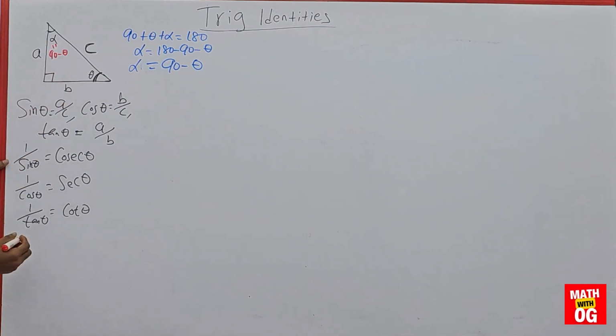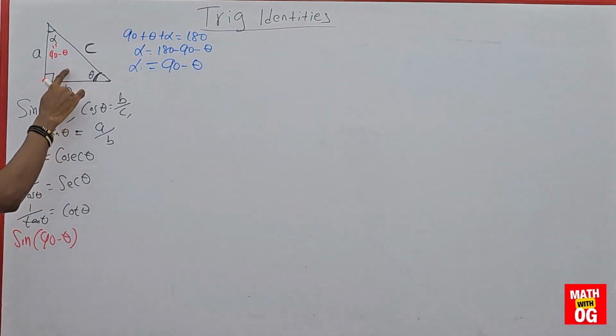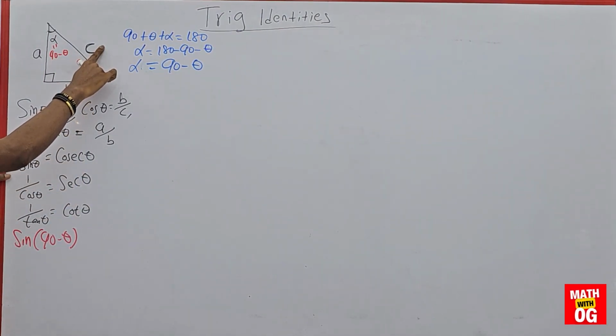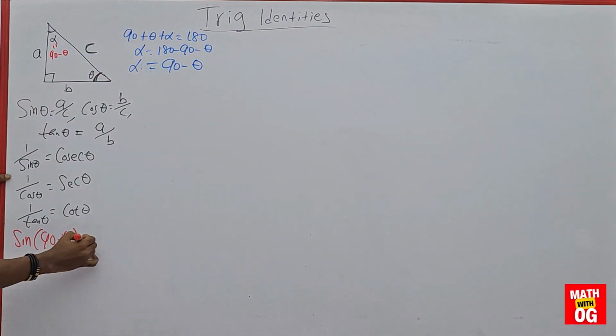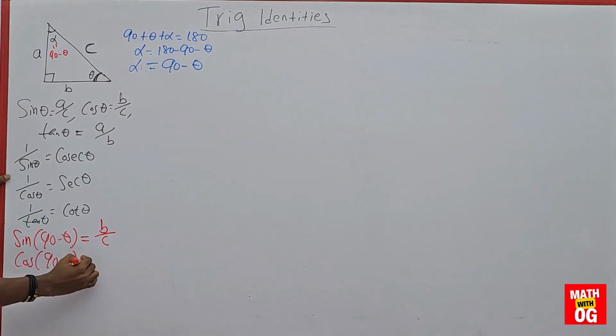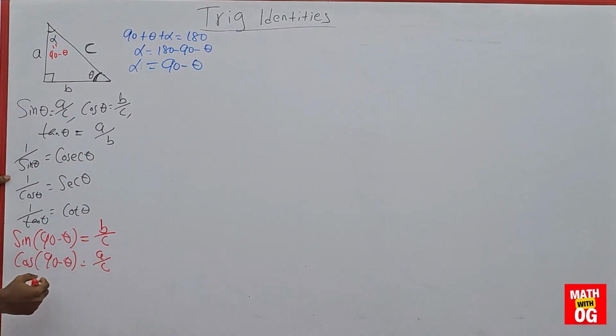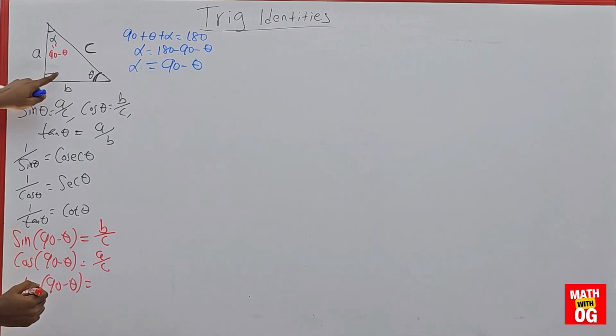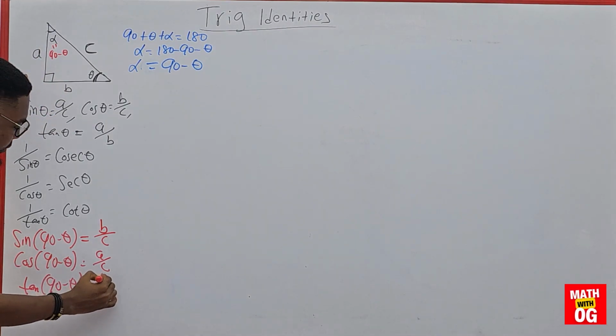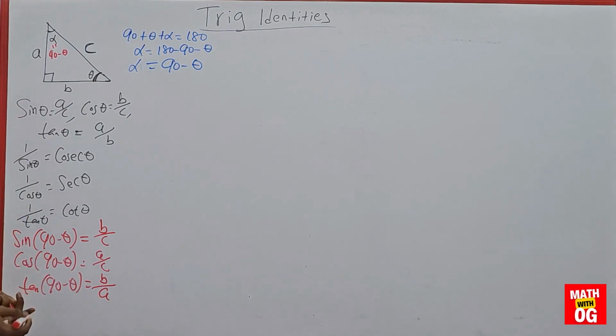So what is sine 90 minus theta? Sine 90 minus theta. This becomes our opposite and this becomes our hypotenuse. So sine 90 minus theta will be equal to B over C. Cos 90 minus theta will be equal to, now this is our adjacent, A over C. And lastly, tan 90 minus theta will be B over A. Now let's start comparing.